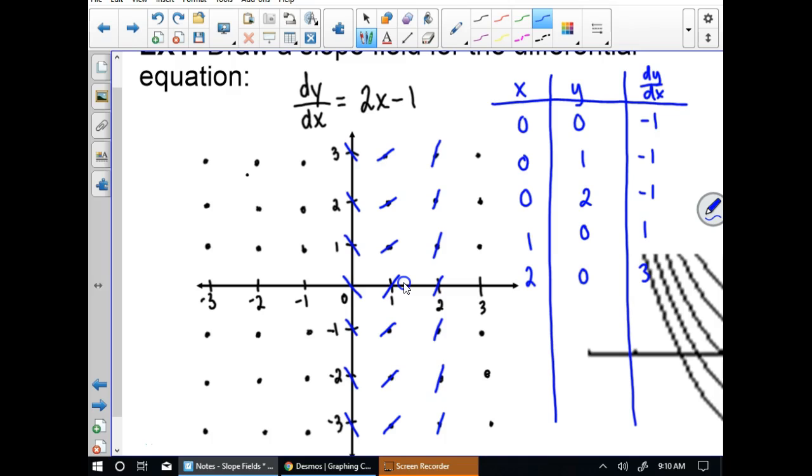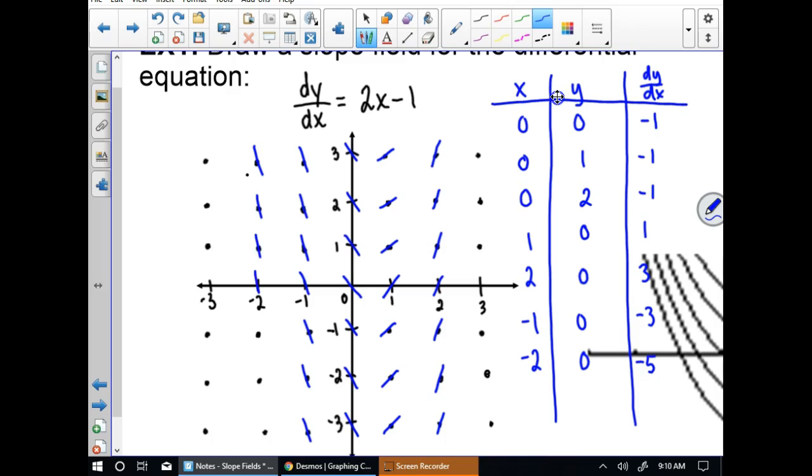Okay. So let's do negative 1. If x equals negative 1, what will I get? Negative 3, right? 2 times negative 1 is negative 2, minus 1 is negative 3. So this needs to be steeper than that negative 1. What do we get if we plug in negative 2? Negative 5. So here, these are really steep.